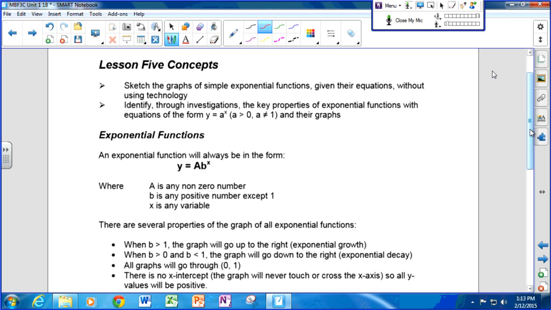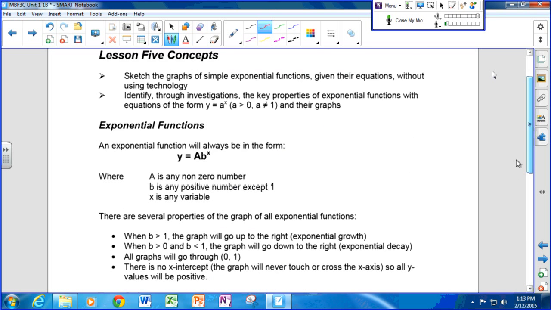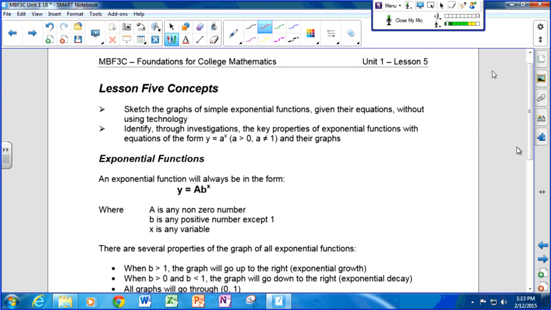So this is exponential functions, and this should be on Unit 1, page 30. So this is what an exponential function looks like. It's the form y equals a, which is some constant, times a base b, which is a number, to a variable. So be careful there. An exponential function has a variable as an exponent.